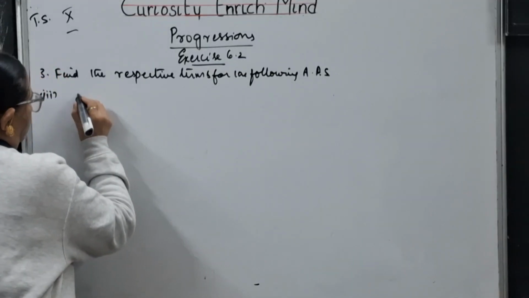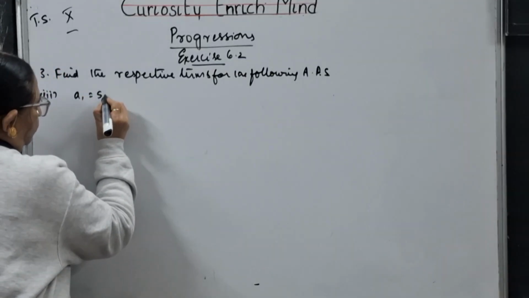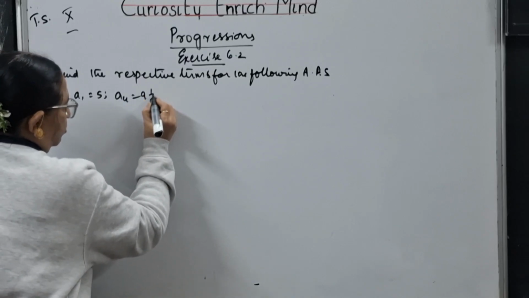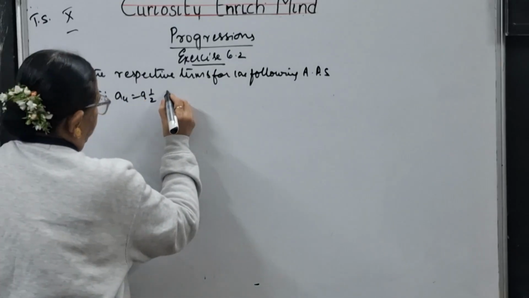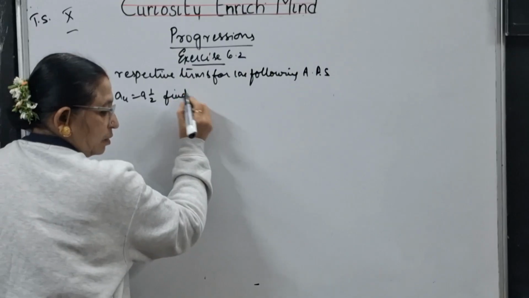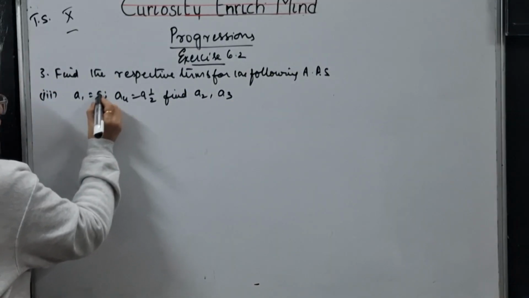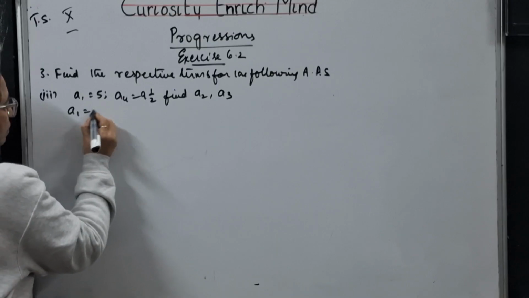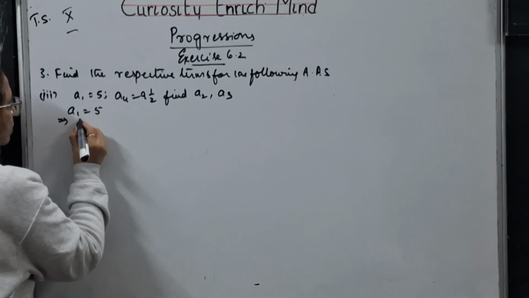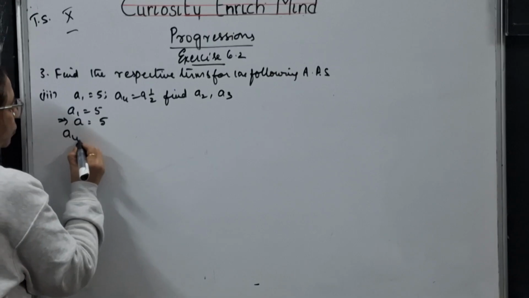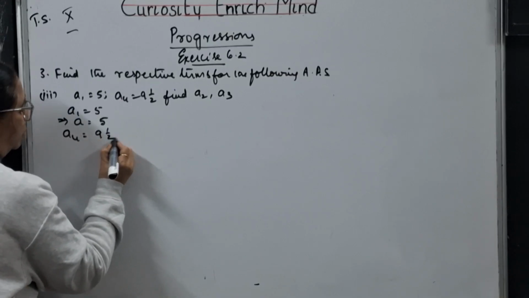What is third bit? A1 is equal to 5. A4 is equal to 9 1 by 2. You have to find A2 and A3. A1 is equal to 5. What does this imply? A is equal to 5. A4 is 9 1 by 2.